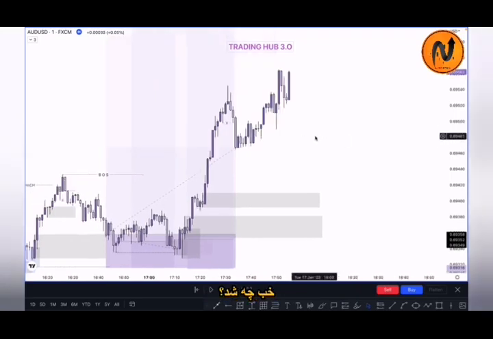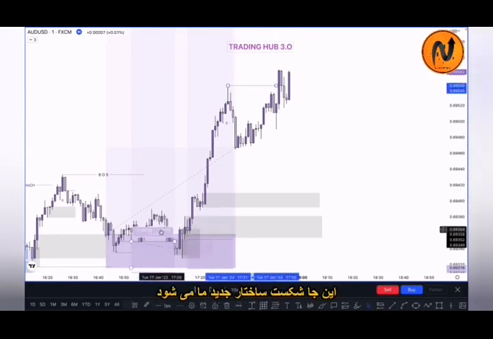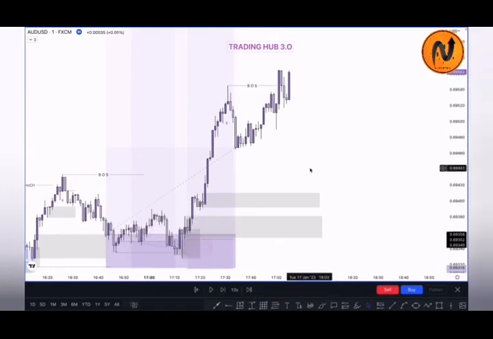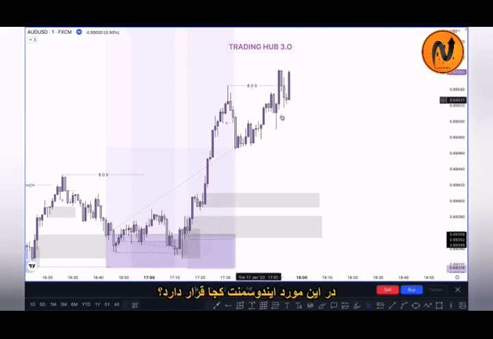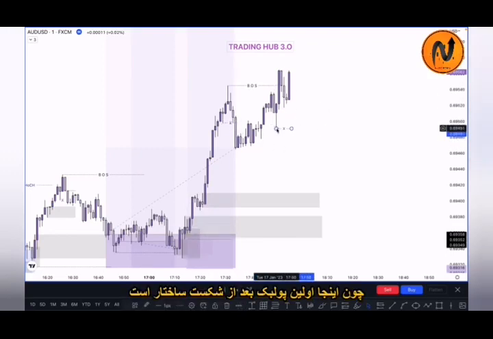So what happened here? Market break the previous high, which one is here. Okay. So what is this? This become our new break of structure at this point, like this. Right, so this is a break of structure. Where is our inducement in this case? Inducement is here like this, okay, because this one is our first pullback after break of structure.